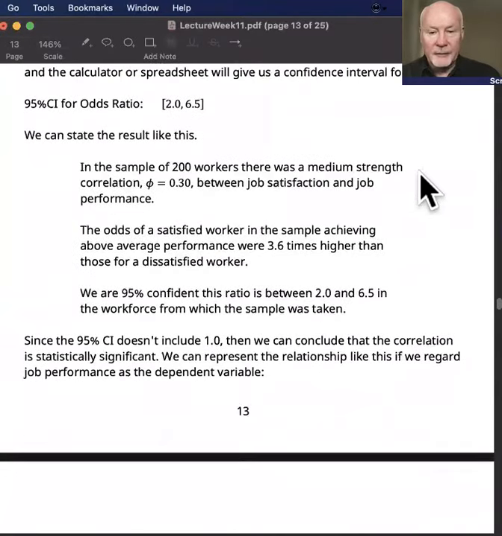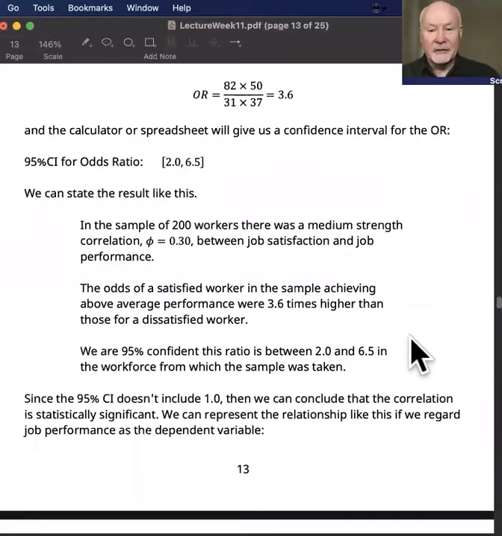I've written here a summary of what you can say in this situation. So the confidence intervals only occur, they're only a thing if you are trying to draw a conclusion from a sample to a wider population. So we can say in the sample of 200 workers, there was a medium strength correlation, phi equals 0.3, between job satisfaction and job performance.